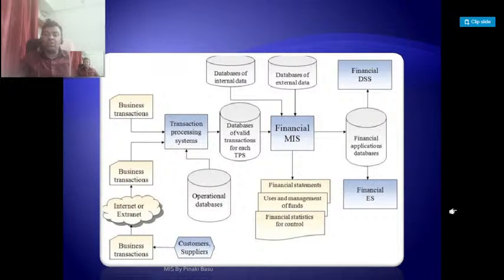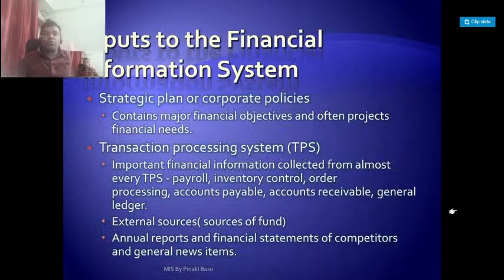Or this is how a finance manager uses different data to reach some kind of conclusion. Inputs to the financial information system: strategic plan or corporate policies. So what kind of input do you give into the financial system for strategic planning? Initially you had a strategic plan or corporate policy, with this objective you entered this business. So the first thing you include is the vision and objective of your organization.